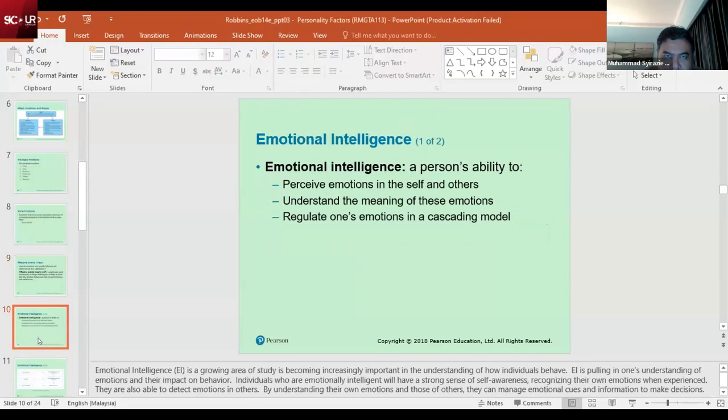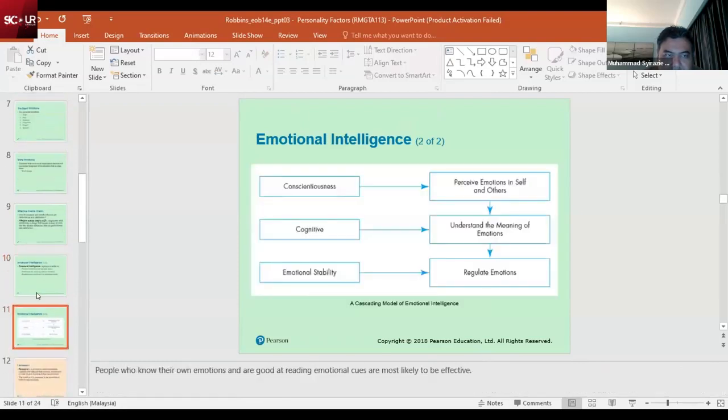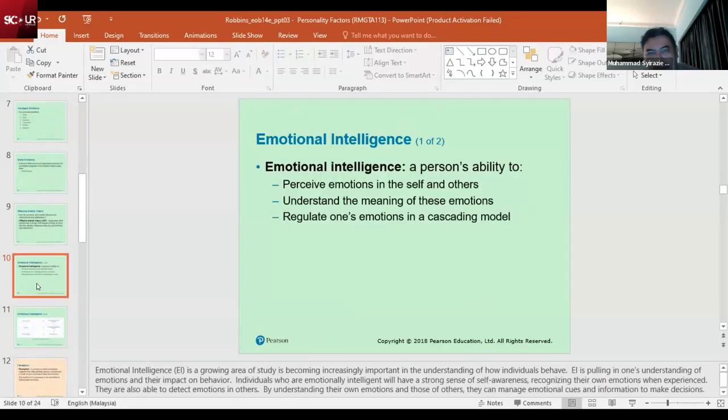You have to have this emotional intelligence. Emotional intelligence is a person's ability to perceive emotion in the self and others. What I feel right now, what other people feel right now. Before that, I just have to add, it is also very important, especially to managers and leaders, right? And they should understand the meaning of these emotions.